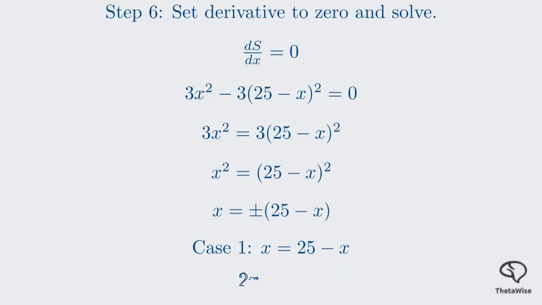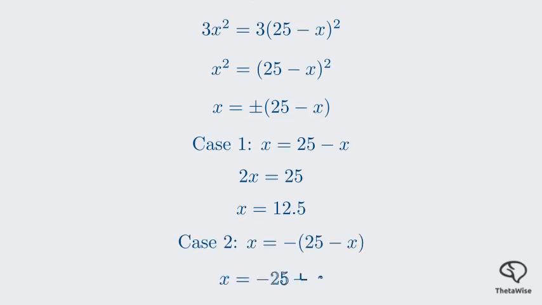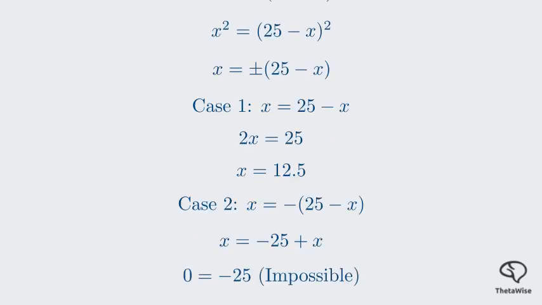Taking the square root of both sides gives us two possibilities. Let's solve the first one. x equals 25 minus x. Adding x to both sides gives 2x equals 25, so x equals 12.5. The other case, x equals negative (25 minus x), would give 2x equals negative 25. Squaring a negative number would result in a positive, so this case is valid.